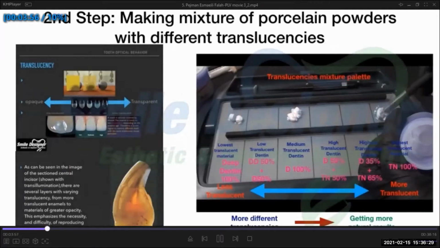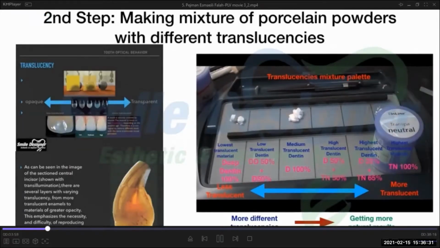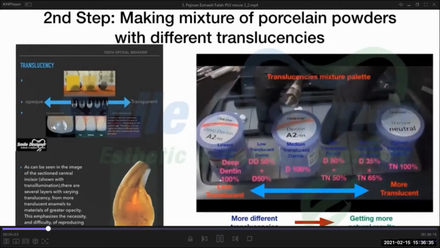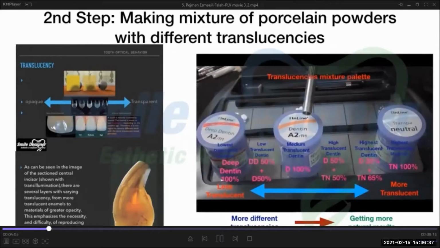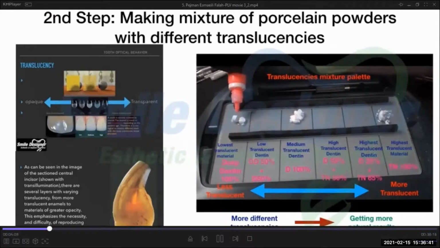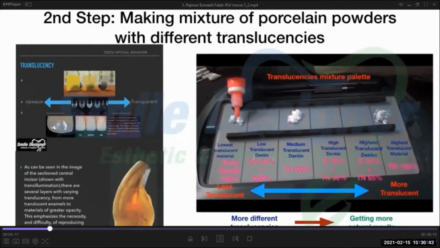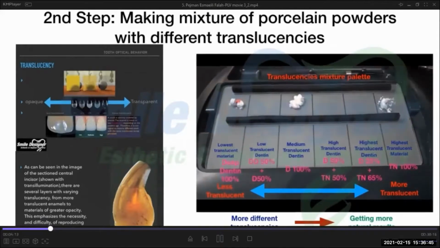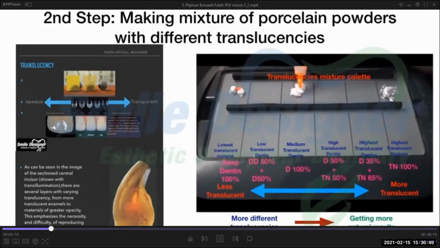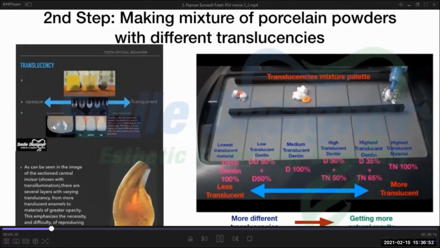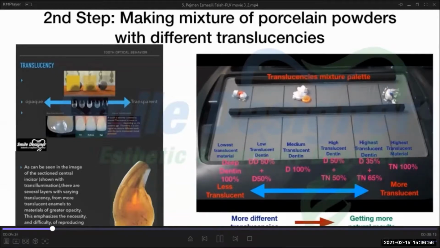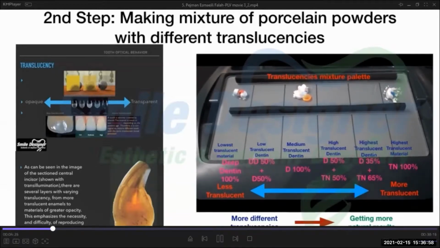Of many different translucencies in mesiodistal and buccolingual dimensions. Companies normally give us 3 to 5 different translucencies, but we need more. We have to make a specific palette like an oil painting palette. I name it Translucencies Mixture Palette. In this video, 6 mixtures with different translucencies are made by mixing 3 ceramic powders.